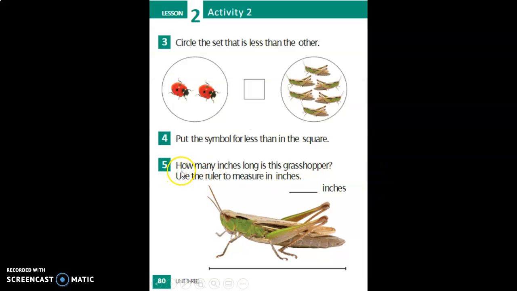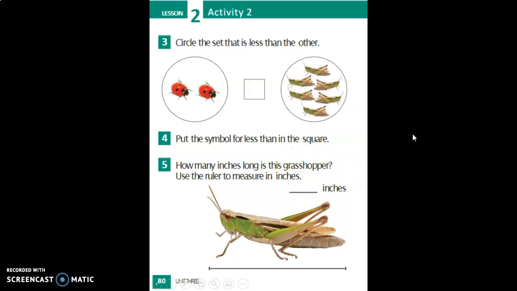So the last one, question number 5, is how many inches long is a grasshopper? Use a ruler to measure. So go ahead and get a ruler out and measure how long the grasshopper is. Make sure it's in inches, and you write the amount right here.